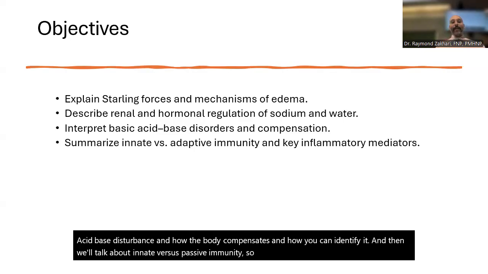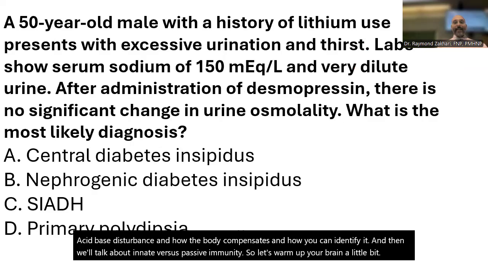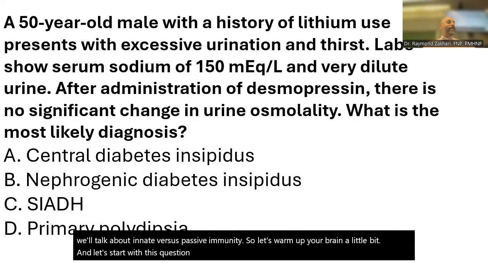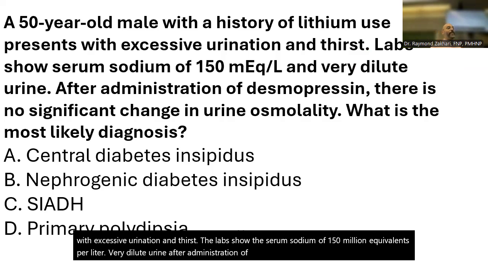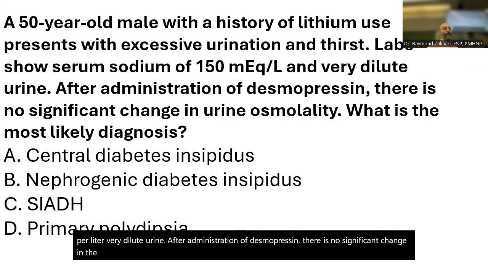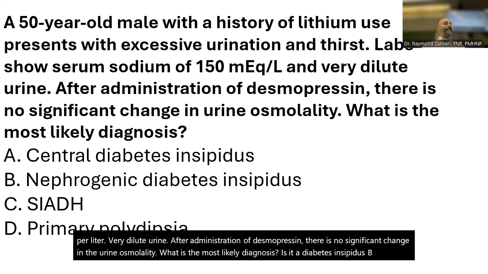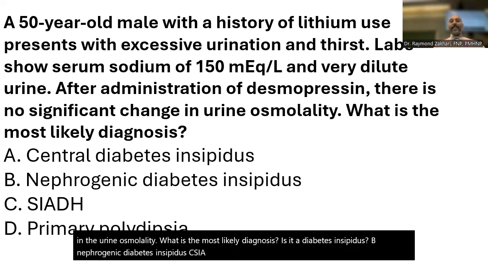So let's warm up your brain a little bit. Let's start with this question here. A 50-year-old male with a history of lithium use presents with excessive urination and thirst. The labs show a serum sodium of 150 milliequivalents per liter and very dilute urine. After administration of desmopressin, there is no significant change in the urine osmolality. What is the most likely diagnosis? Is it A, diabetes insipidus, B, nephrogenic diabetes insipidus, C, SIADH, or D, primary polydipsia?